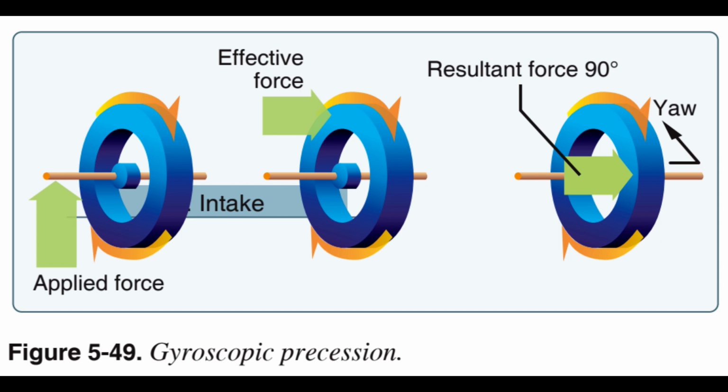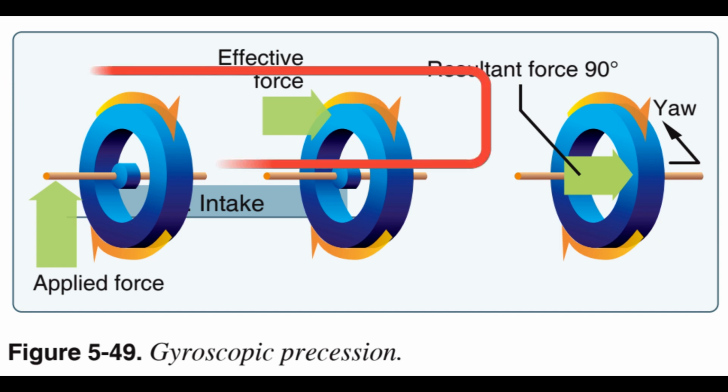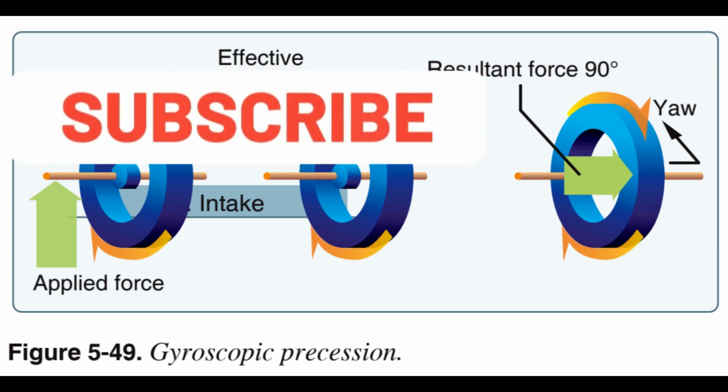As can be seen in Figure 5.49, when a force is applied, the resulting force takes effect 90 degrees ahead of and in the direction of rotation. The rotating propeller of an airplane makes a very good gyroscope and thus has similar properties.